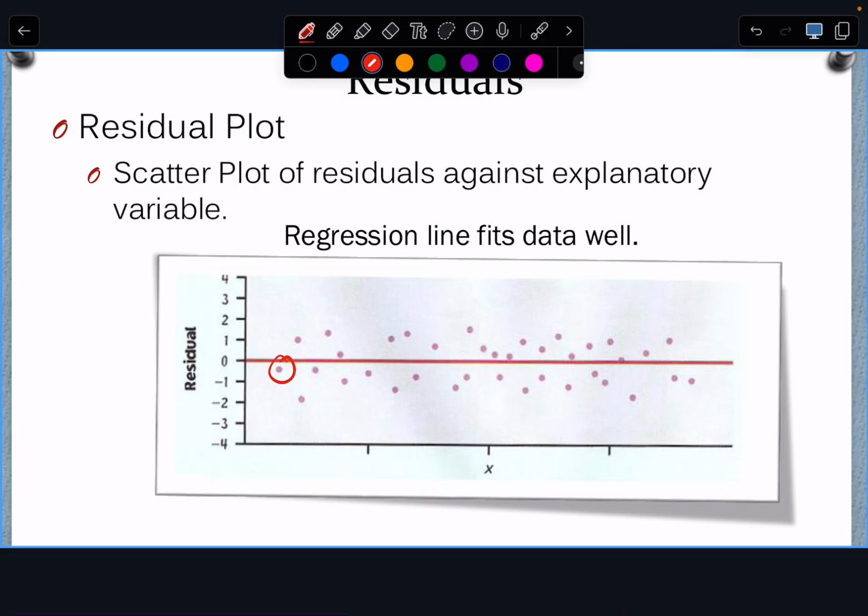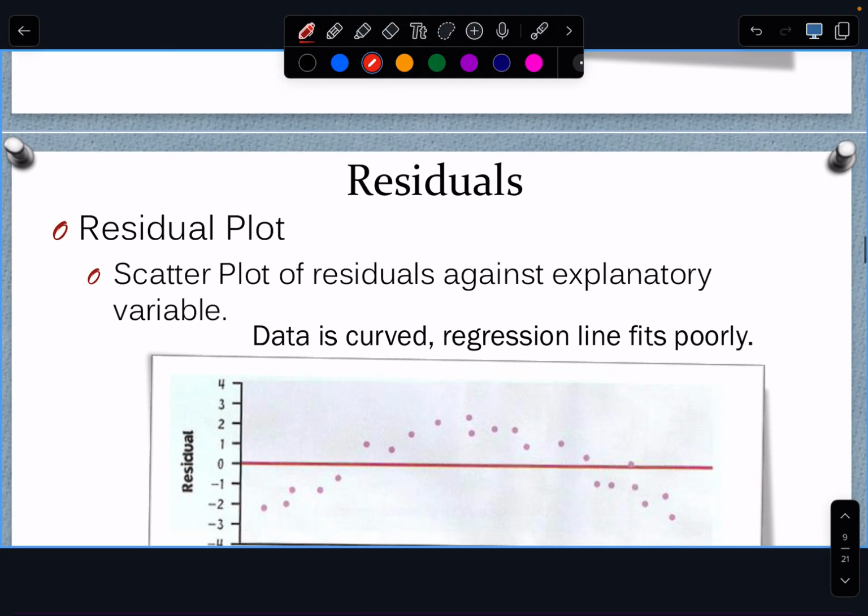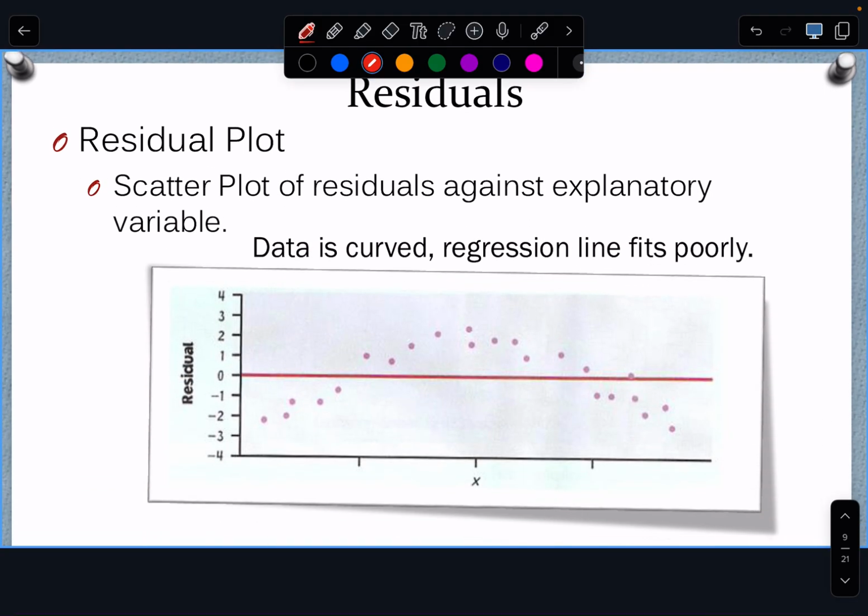Okay? But if I create my residual plot and I get something like this, now this becomes a problem. So I created my regression line, I fit it to the data set. When I calculated my residual plot, this is what I see. So I can see a clear nonlinear pattern within my residual plot, which means even if we didn't see it in the original scatter plot, this is a nonlinear association.